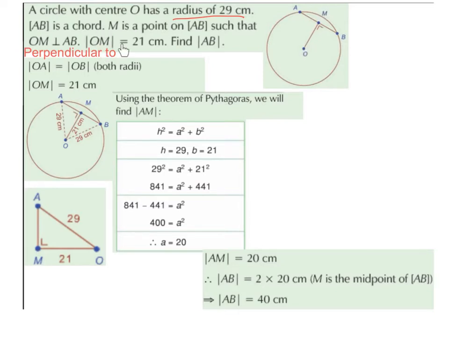And OM is equal to 21 centimeters. So from O to M, we have a distance of 21 centimeters. And we want to find the distance of A to B. So this distance here, we're trying to find the length of the chord. Okay, so first of all, the length of OA is equal to the length of OB. So from O to A and from O to B, because they are both radii.